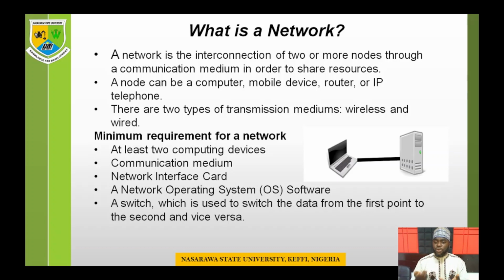Then you need a network operating system. A typical example of a network operating system is the Windows-based Microsoft server that is used as the operating system for your network setup. You also have a switch, which is used to switch the data from the first point to the second, and vice versa.